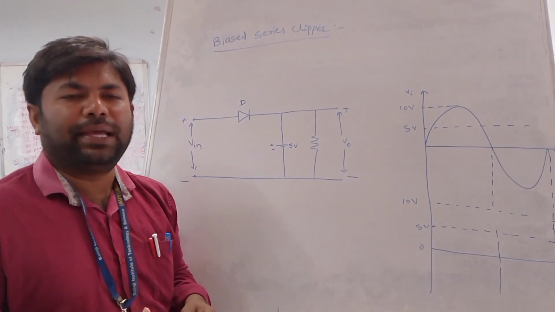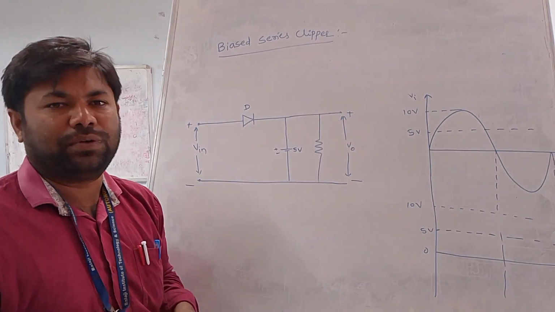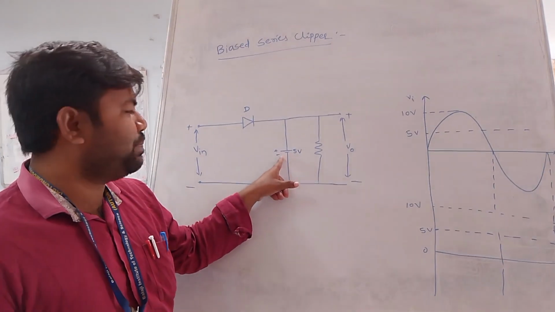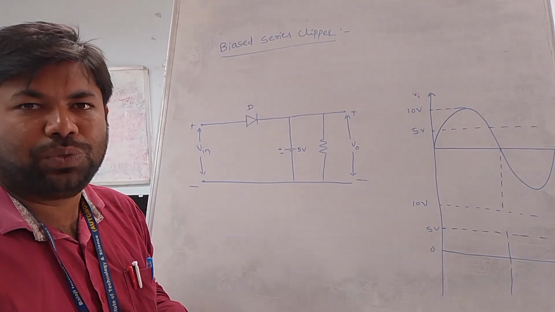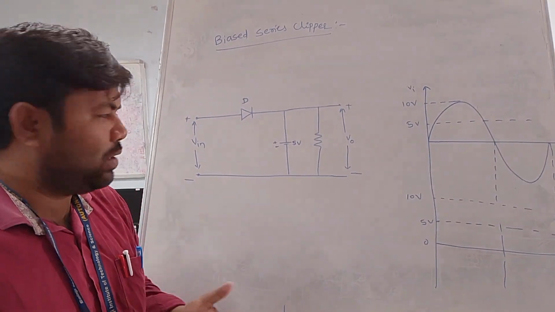We have to apply an external input. That means a battery we have to connect to the circuit. So the battery here I am connecting. How much voltage? 5 volts. A 5 volt battery is connected in this circuit. So same story. Generally for this type of circuit we have two methods.